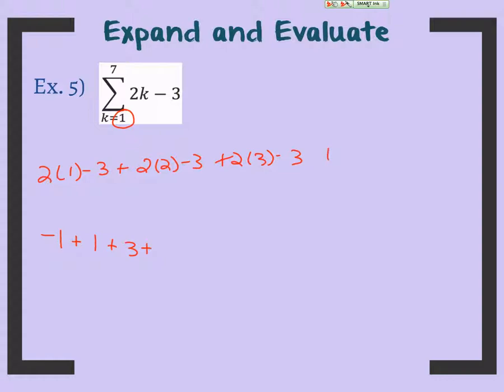Now I got to plug in 4. So 2 times 4 minus 3, 8 minus 3, which is 5. So then 2 times 5 minus 3 is 7. 2 times 6 minus 3 is 9. And 2 times 7 is 14. 14 minus 3 is 11.